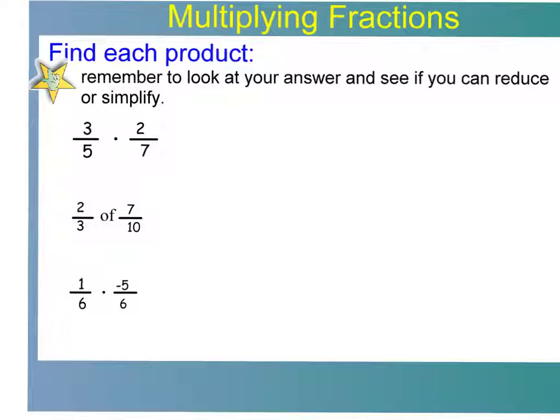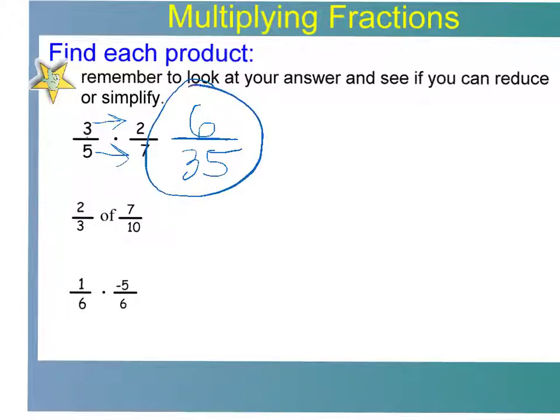And you can only cancel a top with a bottom. So can 3 and 7 reduce? No. Can 2 and 5 reduce? No. So then you're ready to just multiply. Top times top. 3 times 2, 6. 5 times 7, 35. Can we reduce that? No, we cannot. We're done.